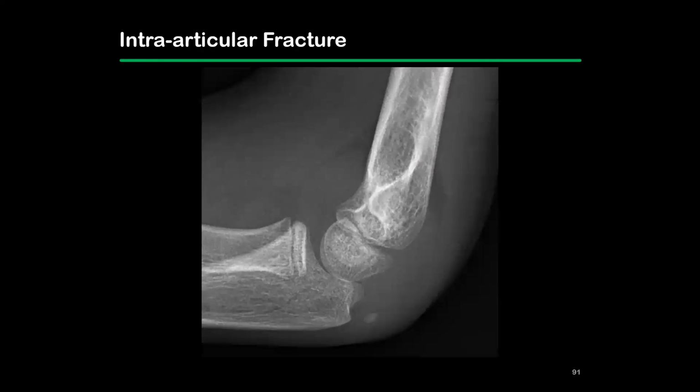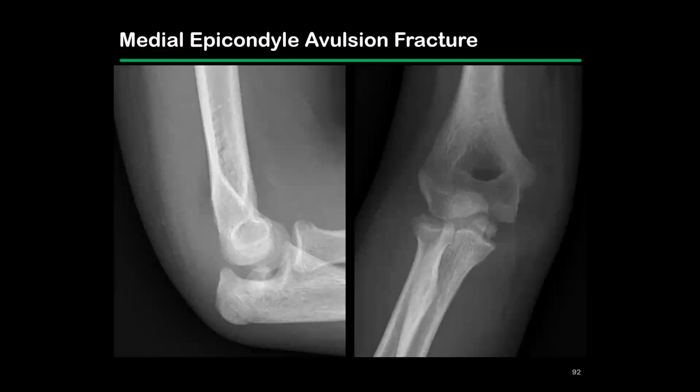Here's a different kid who also had a fall. And so we see here's this joint effusion again. So we see here's that anterior fat pad and that posterior fat pad that are abnormal. Looking at the humerus, it looks pretty good. But if we look very closely at our olecranon, we see that there's a little fracture line here that goes intra-articular. This is a medial epicondyle avulsion fracture.